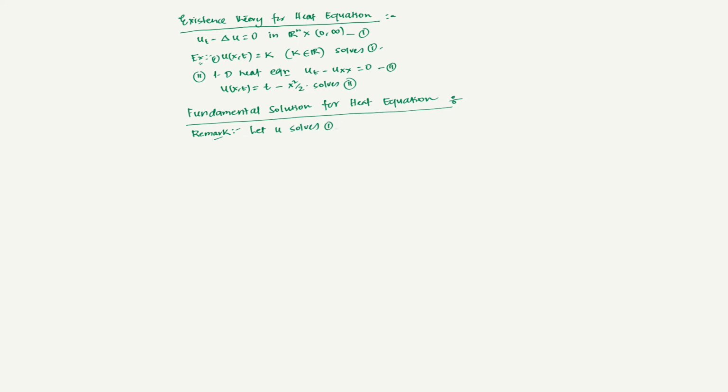Clear? If u solves 1, and you scale this u such that u of lambda x, lambda square t, for lambda in R, then this also solves 1. Is this clear? So if u solves 1, then u of lambda x, lambda square t for lambda in R also solves 1.